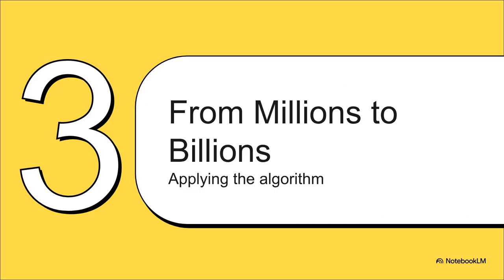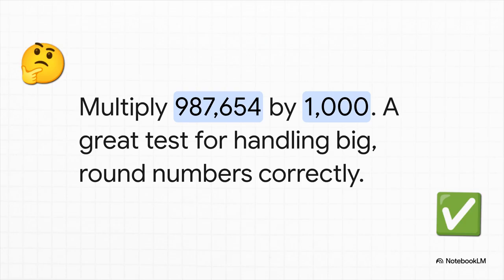Okay, so the method worked once, but does it hold up with different kinds of numbers? The true test of any algorithm is its versatility. So now we're going to look at the homework problems from the source material and see how this system handles some new and even bigger challenges. All right, the first homework challenge tests the algorithm with a big round number. Multiplying by 1,000. Well, it feels like there should be a shortcut, right? So this is a great test. Does the formal method still hold up? Or do you need a different approach?